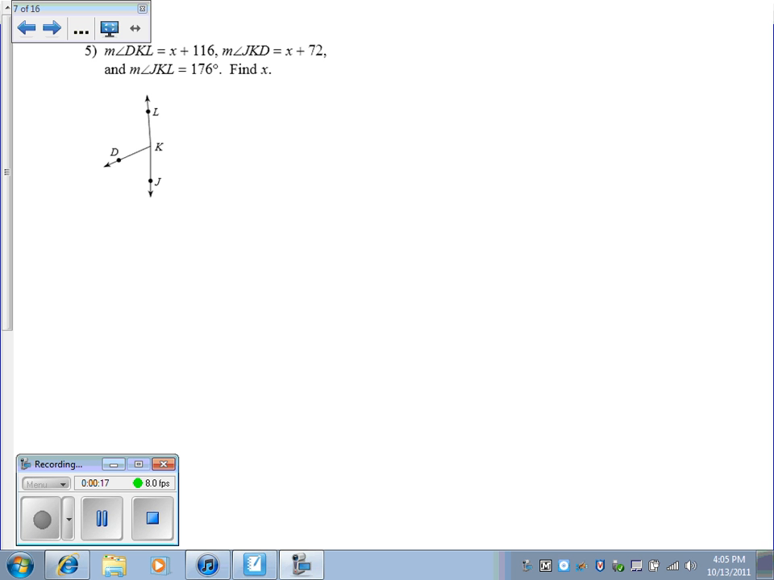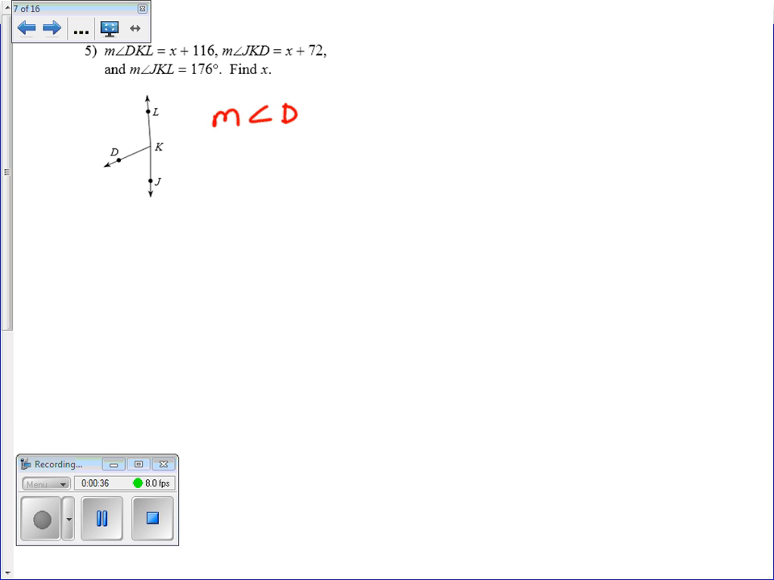So we have D on the interior of LKJ. Again, there's a line that looks like it is a straight angle, but not quite. So we can't make that assumption. It's a little off again. So we have the measure of angle DKL plus the measure of angle DKJ is going to be equal to the measure of angle JKL.